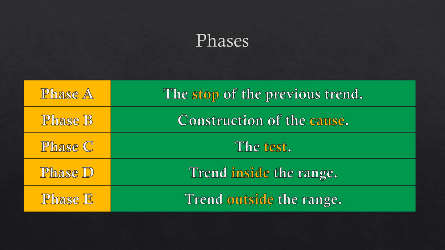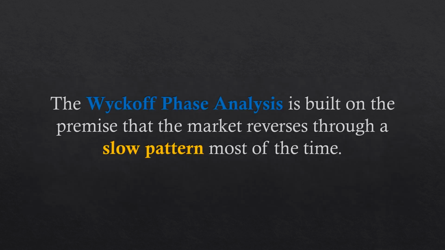The Wyckoff phase analysis is based on the premise that, generally speaking, the market reverses through a slow pattern, meaning that the smart money needs some time to observe orders and effectively create a path of least resistance to the opposite side. Beyond that, the slow pattern outlined by the method provides repeatable patterns that, if correctly identified in real time, can provide an edge to the trader. Let's now explore each of the 5 market phases more carefully.